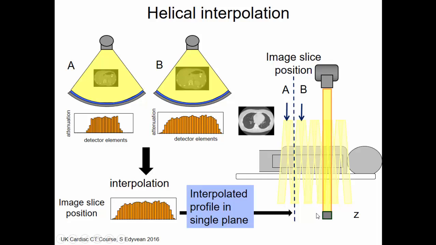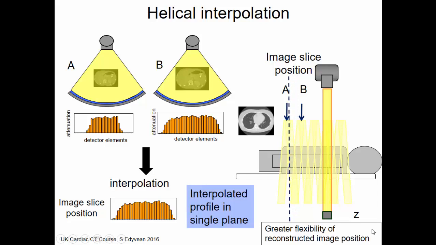And then what happens is that you might have an attenuation profile through the patient at one position, and then once the tube and detectors have rotated around, they're actually at a different z-axis position. And what you might want is the attenuation profile halfway through there, and really it's just a matter of interpolation of the two profiles. And the advantage of helical scanning is that you can then reconstruct at any position because you're doing some interpolation. It's not quite so relevant for cardiac in one sense, but there's a lot more flexibility with helical scanning. There's a trade-off between helical and axial scanning in cardiac, and a lot of it is axial scanning just for the dose reduction aspects.